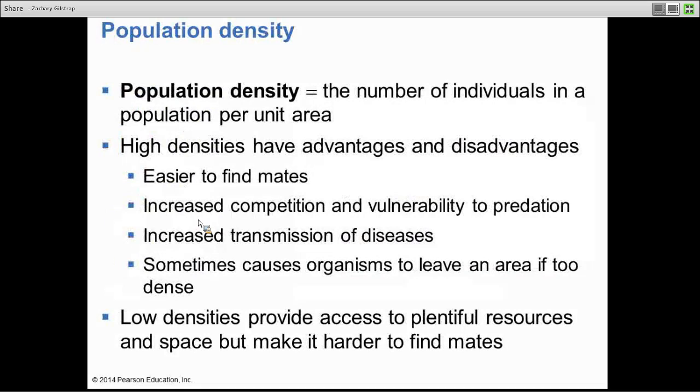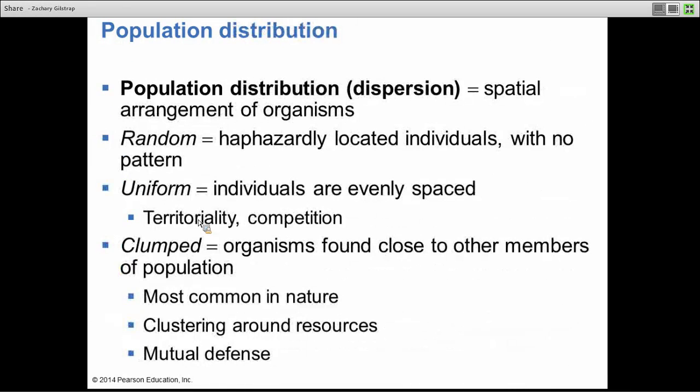Population density, on the other hand, describes the number of individuals in a population per unit area. So rather than just a raw number of how many there are, we're looking at how many of this species there are in a square mile. And then population distribution describes the spatial arrangement of organisms in an area. There are several different population distributions. In a random distribution, individuals are located haphazardly in no particular pattern. A uniform distribution is one in which individuals are very evenly spaced. And then in a clump distribution, the pattern most common in nature, organisms arrange themselves according to the availability of resources that they need to survive.